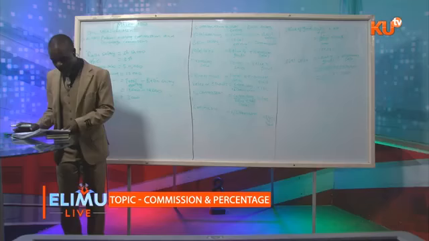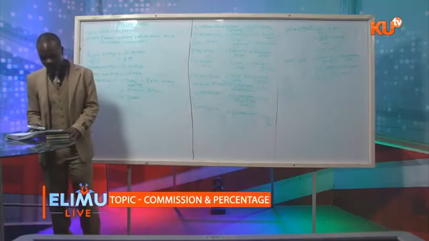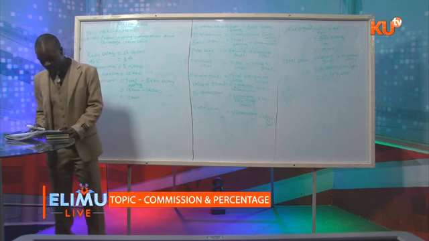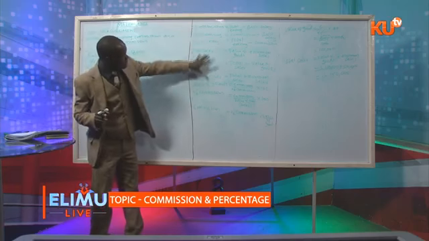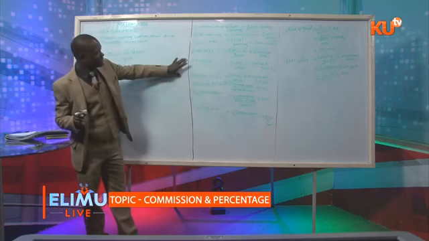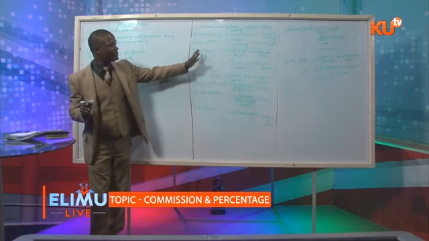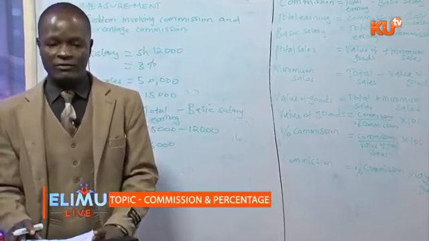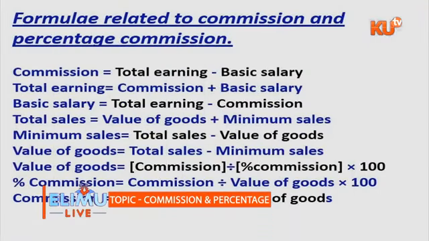So basically, these formulas that I wrote here are very key as far as handling problems involving commission and percentage commission is concerned. So it is very important. The most important thing is to be able to master all these formulas, because not all the questions are the same. Each question is different from the other one. And therefore, you're supposed to use the correct formula. If you use the correct formula, then you will not have any problem in solving those questions.